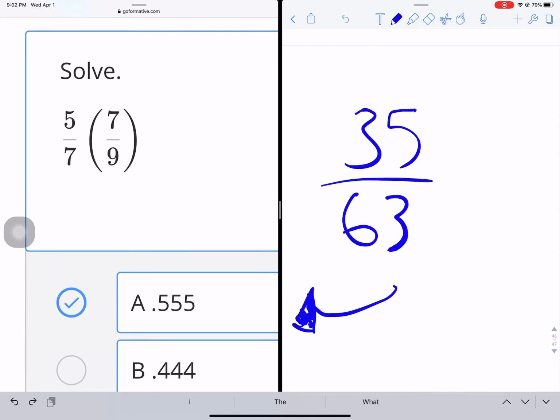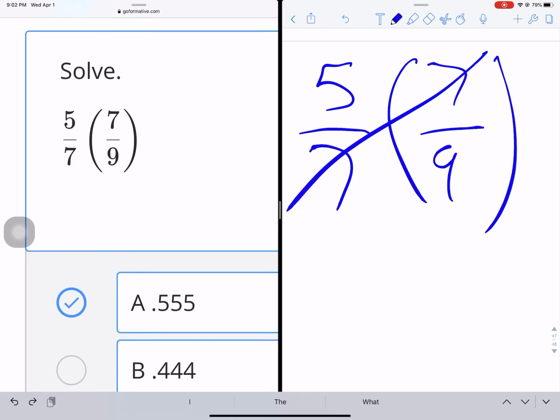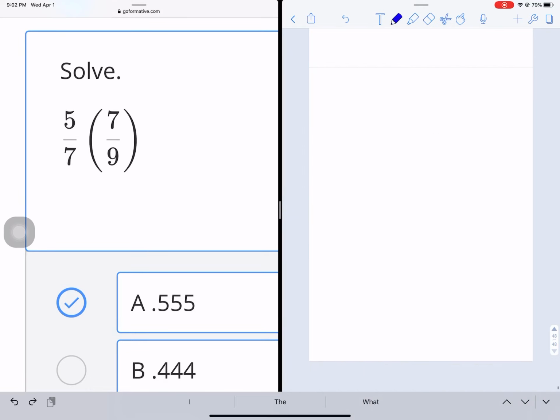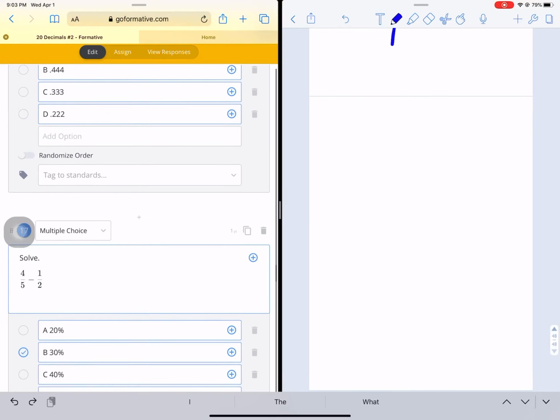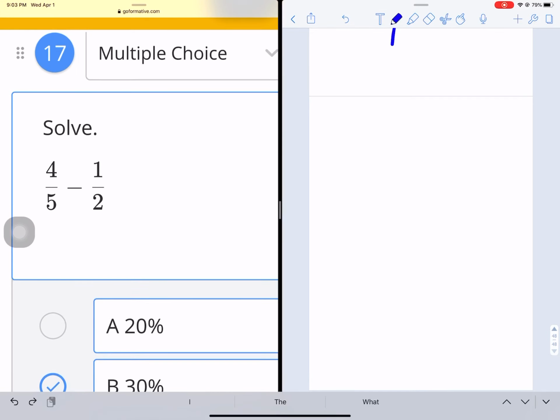Sometimes kids like to see, notice that 5/7 times 7/9, that the 7s can cancel, and then the answer is 5/9. It's a beautiful 9. And 5/9 is 0.55555, which I did teach the 9ths to my students. They should have all the 9ths memorized. I taught that in a previous one.